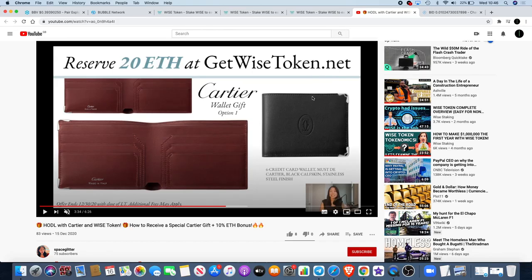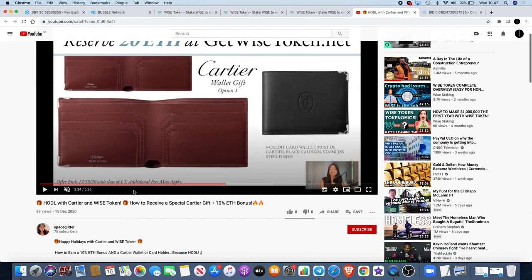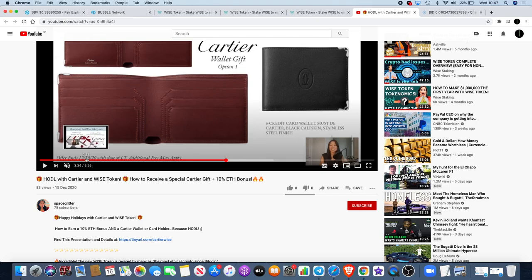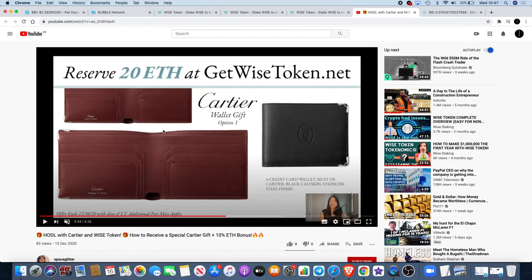A lot more women use or wear Cartier, but I wouldn't mind having a nice little Cartier wallet. So if I was to refer another 20 Ethereum altogether, I would go and do that as well. But I don't plan to put 20 of my own Ethereum in. I plan to refer at least another 20 to 30 Ethereum, hopefully, if you guys support the channel. The offer ends on the 30th of December. The offer will continue up until the final day of the WISE reservation liquidity generation event.